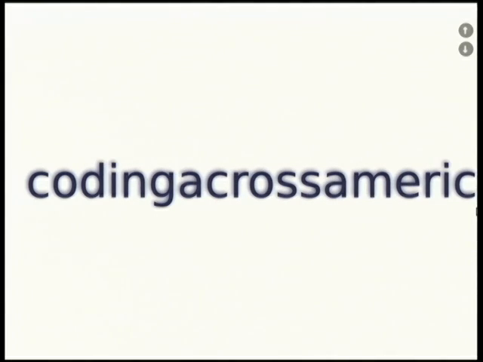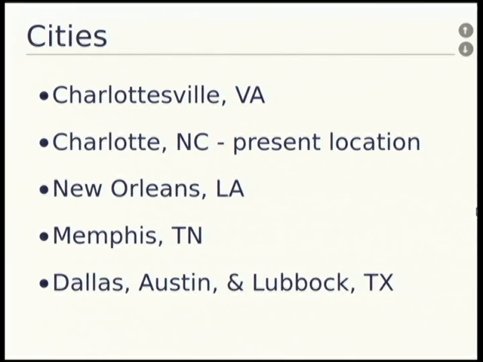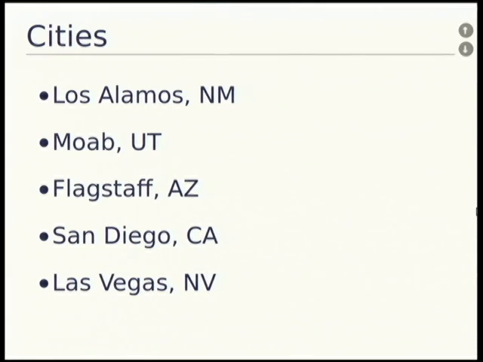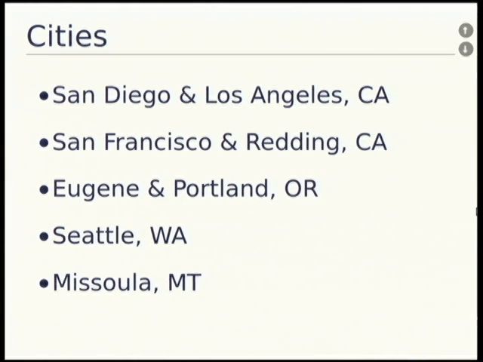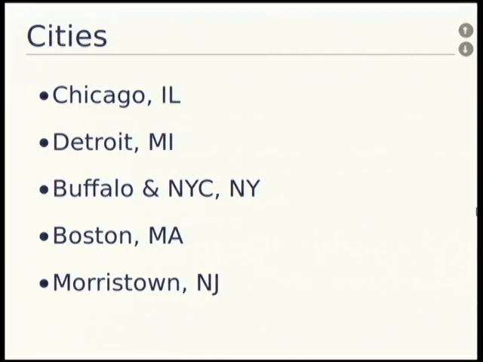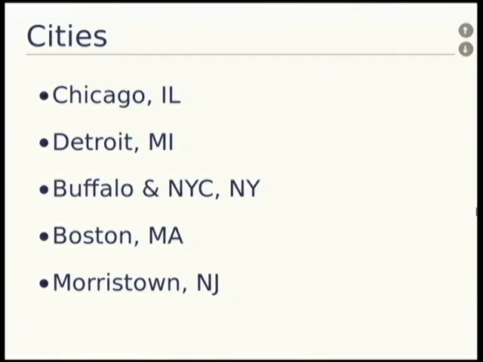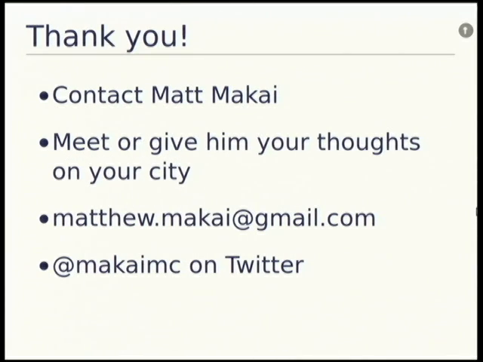So that is codingacrossamerica.com. He's going to 30 cities, just looping all over the country. You may see one of these places is near where you live. We're looking at Charlottesville, Charlotte, New Orleans, Memphis, places in Texas, Los Alamos, Moab, Flagstaff, San Diego, Las Vegas, San Francisco, a couple places in Oregon, Seattle, Montana, Buffalo, Boulder, Omaha, Des Moines, Madison, Chicago, Detroit, Buffalo again. Oh, wow, Buffalo, Wyoming. Didn't even know about that. Boston, Morristown.